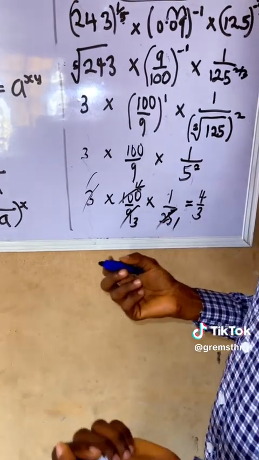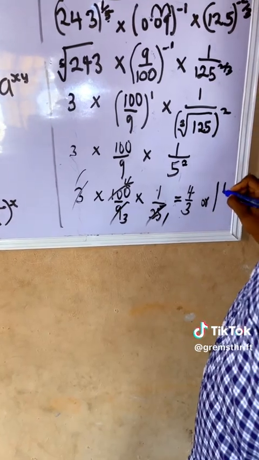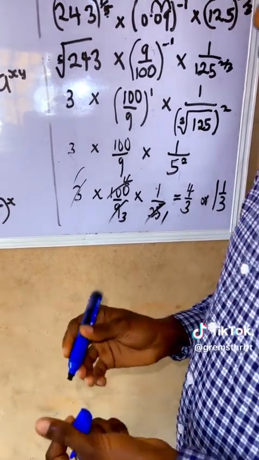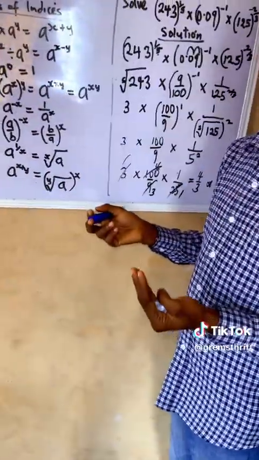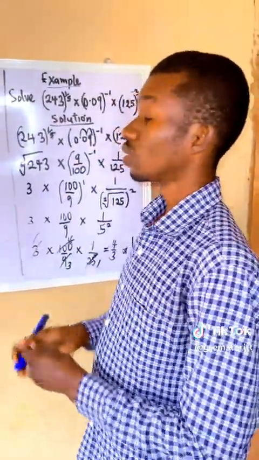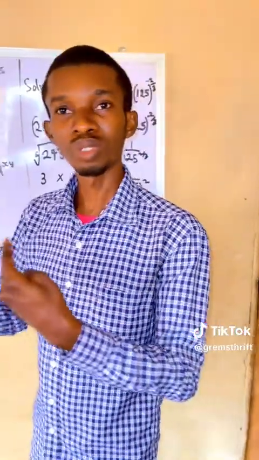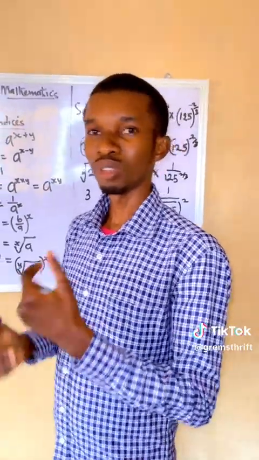Or you can convert it to a mixed fraction, which is 3 divided into 4. That is one whole number, 1 over 3. So you see how we have applied different aspects of the law. So that's how you solve a question. When you see a question like this, try to look at which law applies. We have chosen indices because most students find it hard to know which law applies in indices. So I believe you've gotten the point.